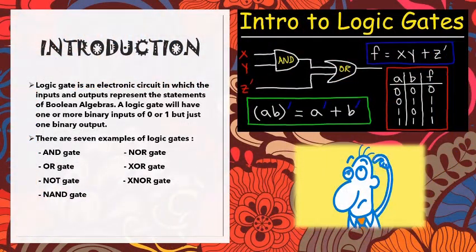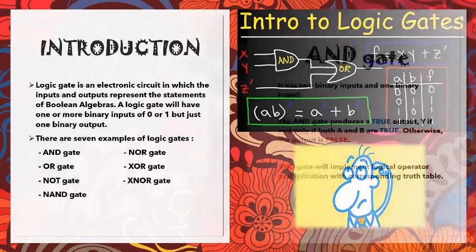Logic gate is an electronic circuit in which the inputs and outputs represent the statements of Boolean algebra. A logic gate will have one or more binary inputs of 0 or 1 but just one binary output. There are several examples of logic gates. Let's go through one by one.